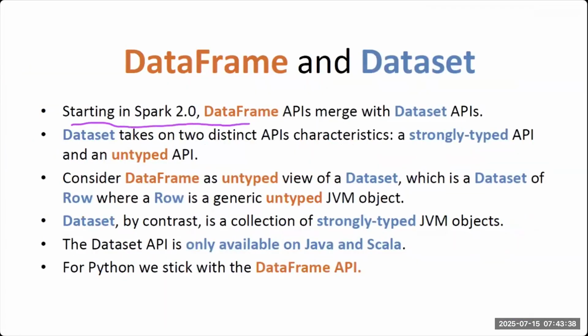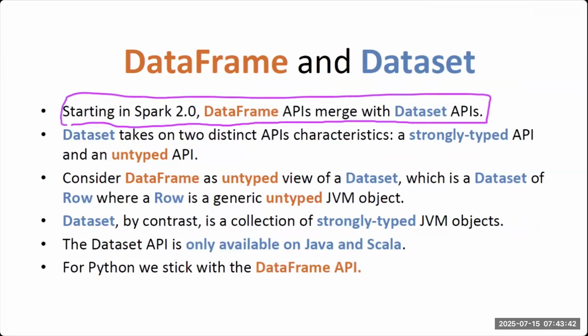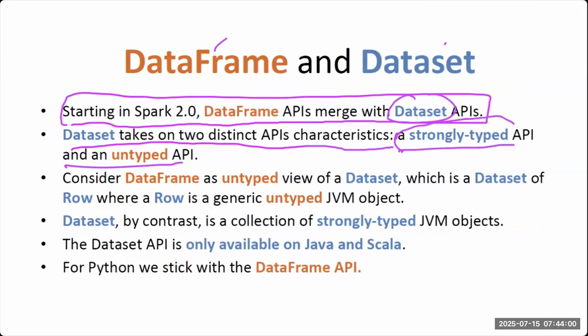Starting in 2.0, the data frame API merged with dataset. Now data frame and dataset are only one; it is merged. Now dataset takes two distinct API characteristics, strongly typed and untyped. Previously, whenever we had untyped, that meant data frame, and when we had strongly typed, we used dataset, right?